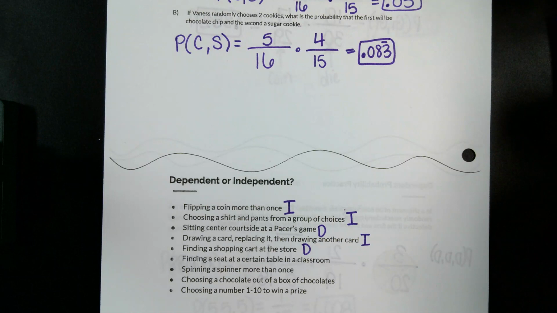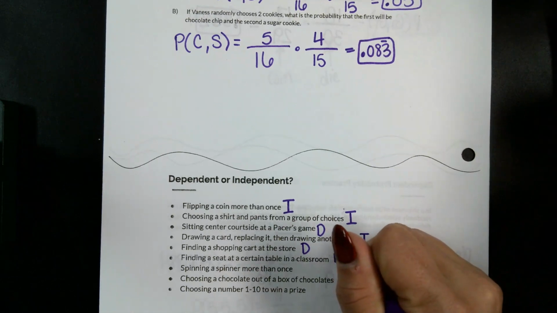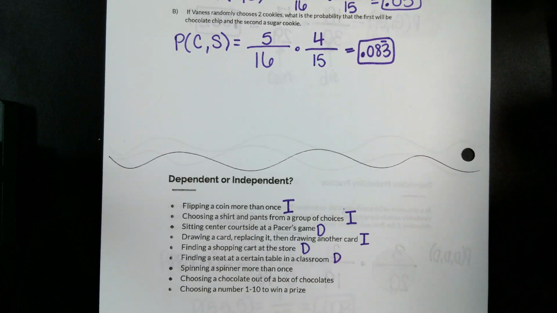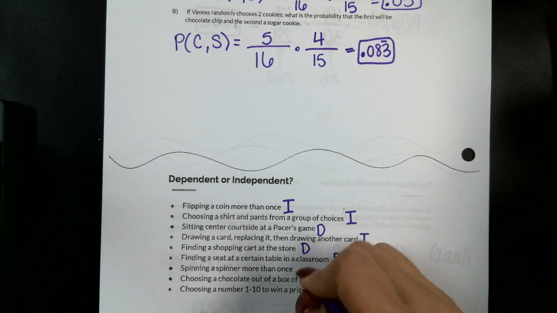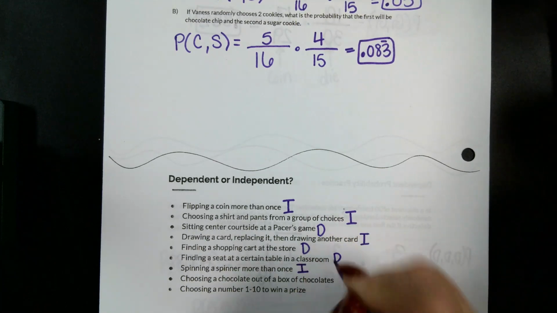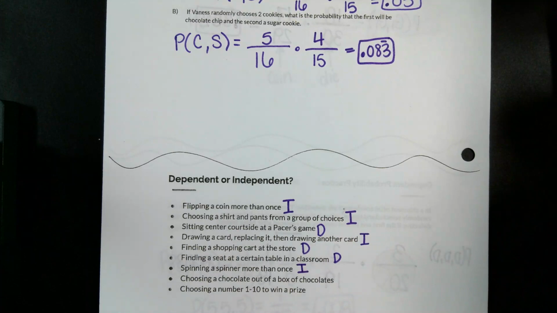Finding a seat at a certain table in a classroom. Dependent. Some of you guys had to move around today because somebody else chose where you normally sit, right? So it depends on where everybody else sits. Spinning a spinner more than once. Well, isn't that just like flipping a coin more than once? It's independent. The first spin isn't going to affect your second spin.